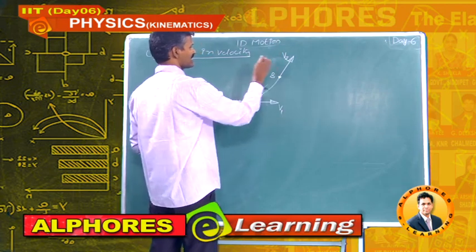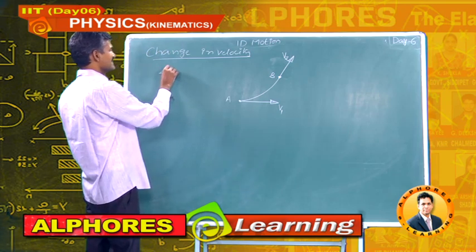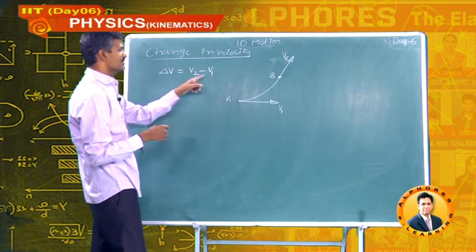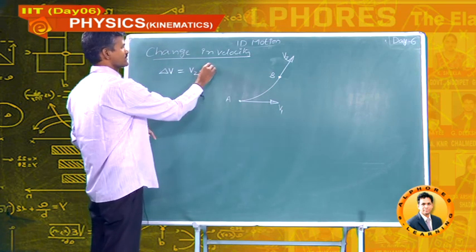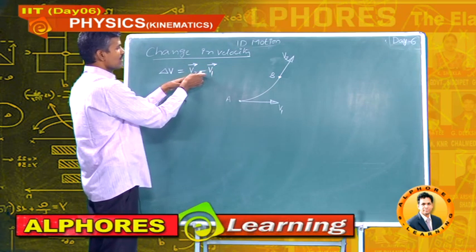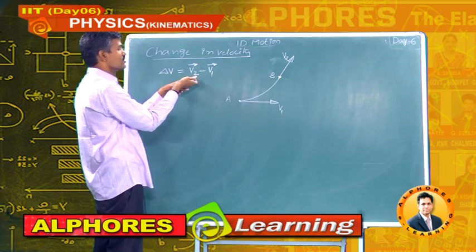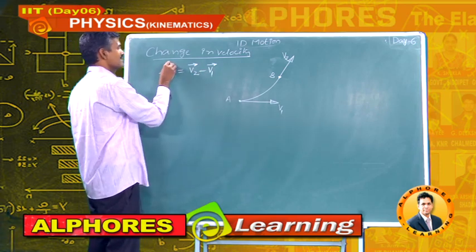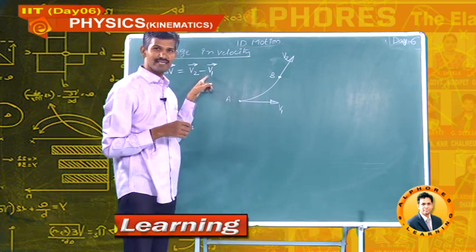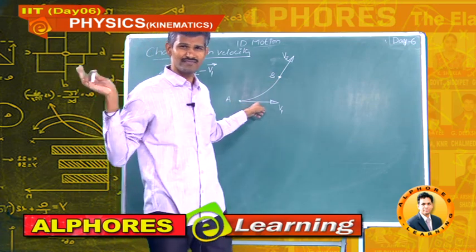So how to calculate this change in velocity? This change in velocity can be written as v2 minus v1. Here all velocities are vectors, so this is v1 bar and this is v2 bar. v2 bar minus v1 bar, that is vector subtraction. On subtracting these two vectors, you will get another vector. That vector is the change in velocity vector. So first of all, we have to subtract these two vectors. How to subtract these two vectors? We already know from our vectors concept.